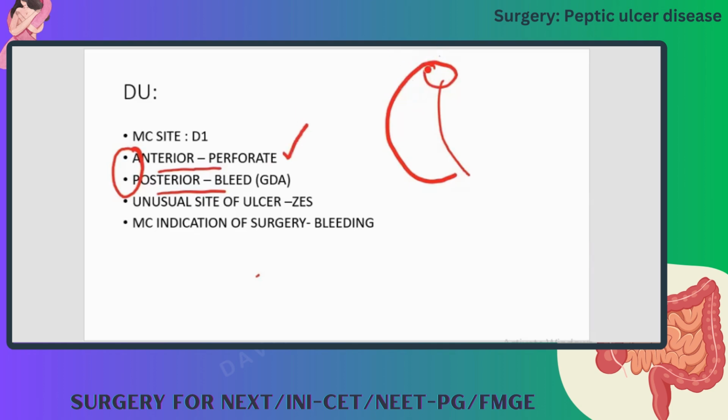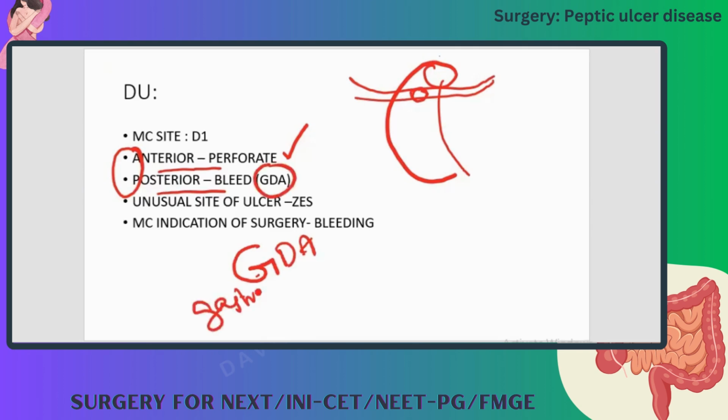Whereas with a posterior ulcer, there is a blood vessel running beneath, and this blood vessel will give way. It will open up, and the patient will present with hematemesis. The most likely artery to bleed is the gastroduodenal artery, the GDA. This is most likely to bleed in a case of posterior ulcer. Clear?